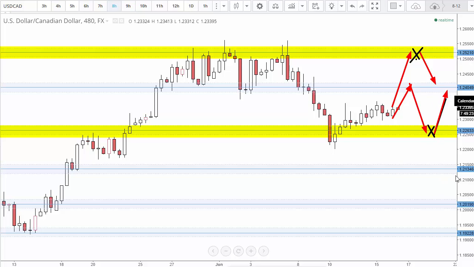Next support level is the 1.2130, which is here. 1.2130 is a pretty decent support level. If sellers manage to push all the way down to here, I'll be looking for signs that buyers are taking control of price, and I'll be looking to take a bullish reversal from here. So that pretty much covers my analysis for this week.